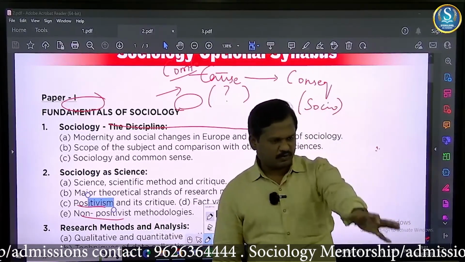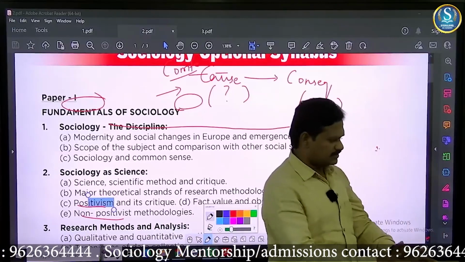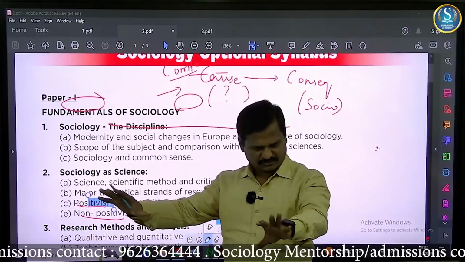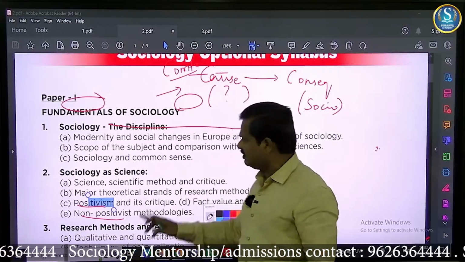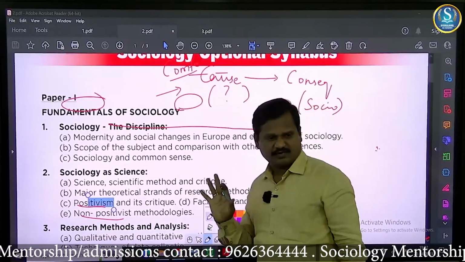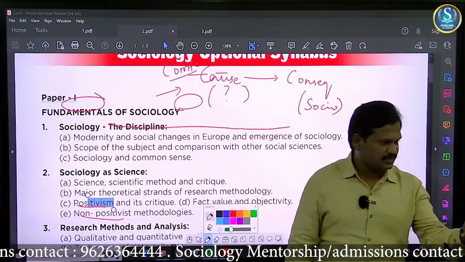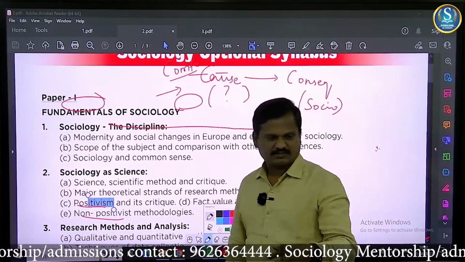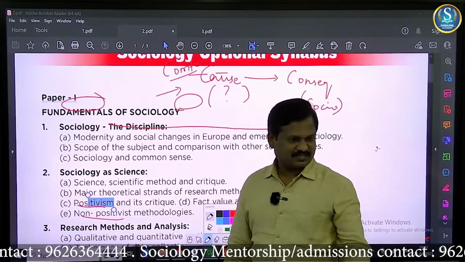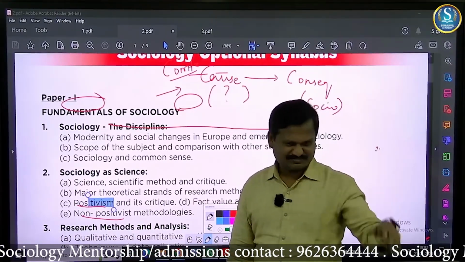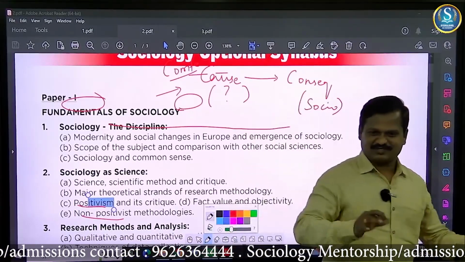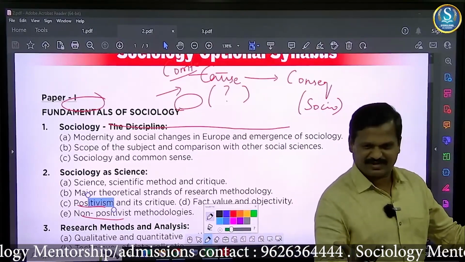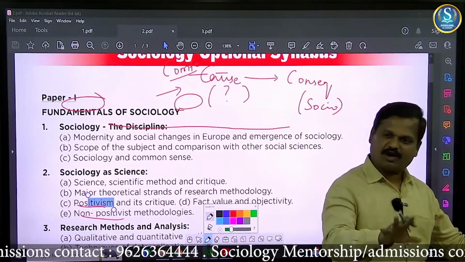So a group of people who say sociology is a science are called positivists, and another group of people who say sociology is not a science are called non-positivists. That is the debate which we will be studying in the second unit. The status of sociology. Is it a science? Who will say it is a science? Positivist. Who will say it is not a science? Last batch one student was telling, sir, negativist. If positivists say sociology is a science, negativists will have to say sociology is not a science. There is no concept called negativist in sociology. Non-positivist. Okay.